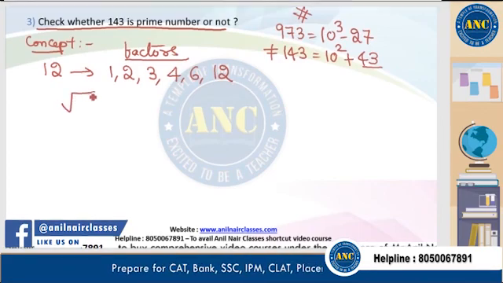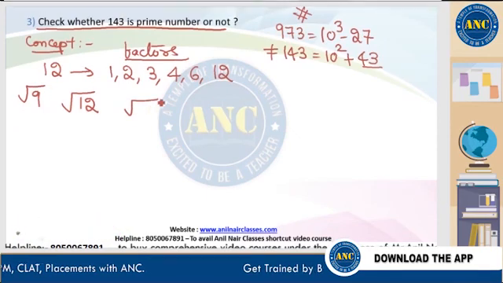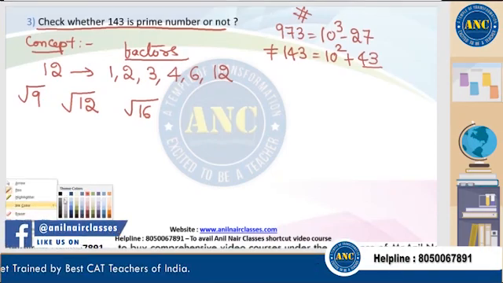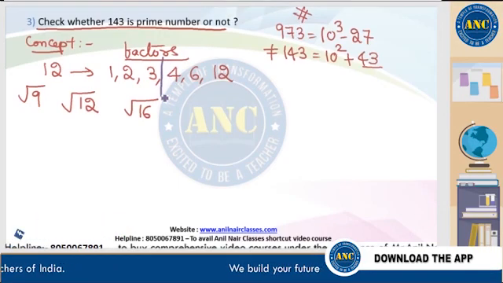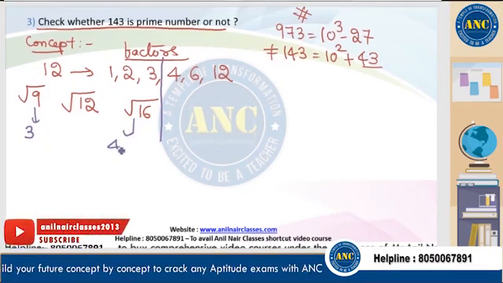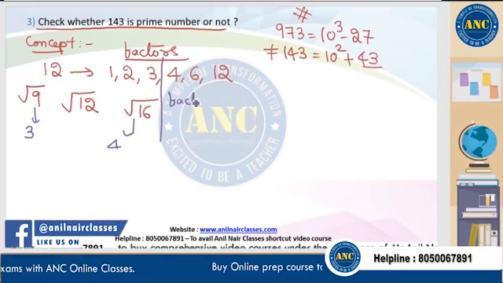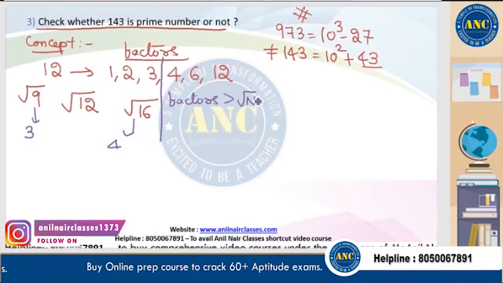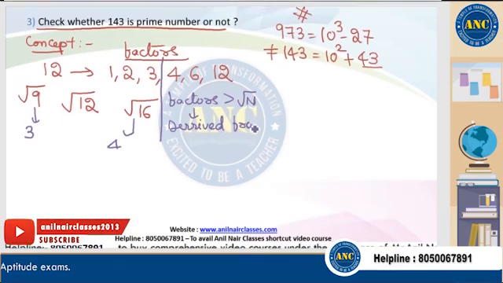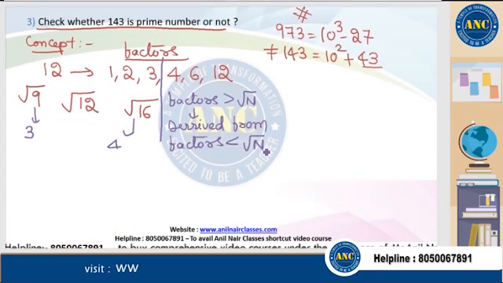Now, suppose I take the square root of 12. The square root of 12 lies between the square root of 9 and the square root of 16. So, because it lies between them, what we can do is put a line after 3 and 4, because root 9 is 3 and root 16 is 4. Now, if you observe carefully, all the factors greater than root 12 are actually derived from factors less than root 12.